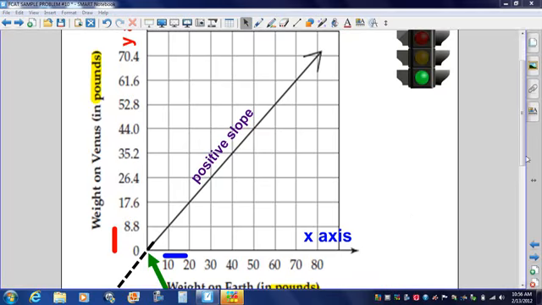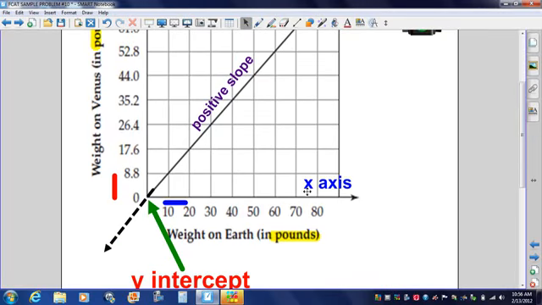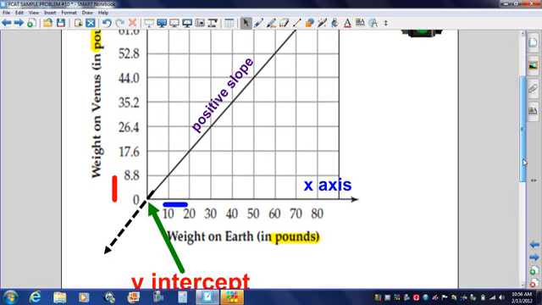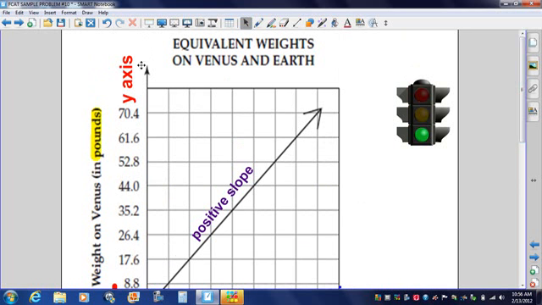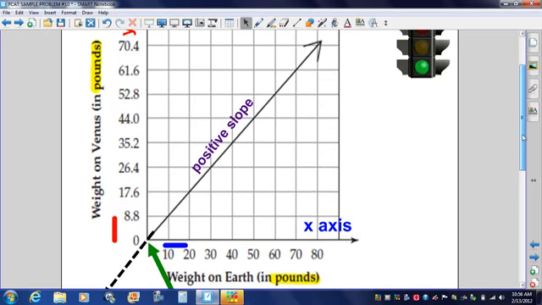On your paper, if you would, please label the x-axis, which goes sideways. And on your paper, please label the y-axis, which goes up and down. A couple observations I'm going to make. This is a positive slope. Mr. Phillips loves when the roller coaster is going up and to the right.